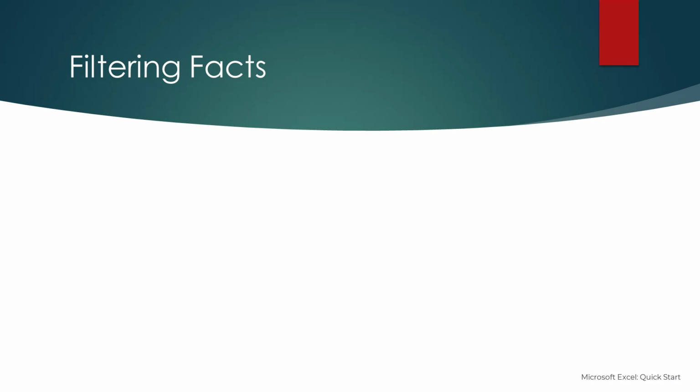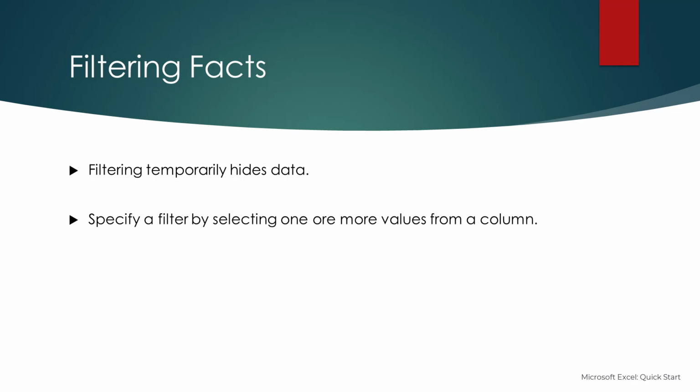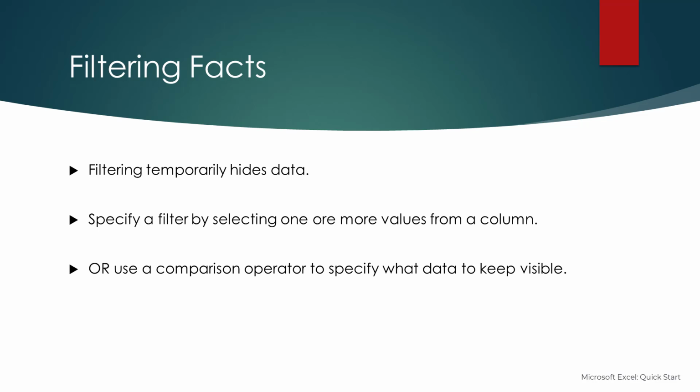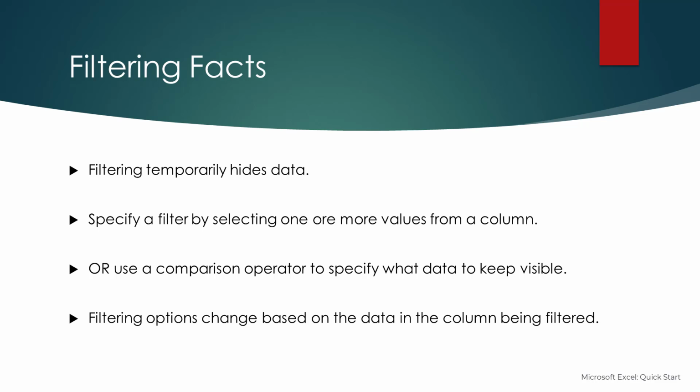Filtering your data will limit the rows you see to what you need. Filtering lets you temporarily hide data that you don't need at the moment. When you use a filter, you can select one or more values from a column's data to determine which rows to show. Or you can use comparison operators to find the data you want, like all values that are greater than 100, or the top 10 values in a column. The filtering options available are based on the type of data in the column you're filtering on.